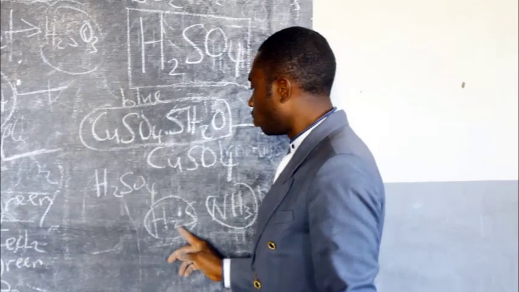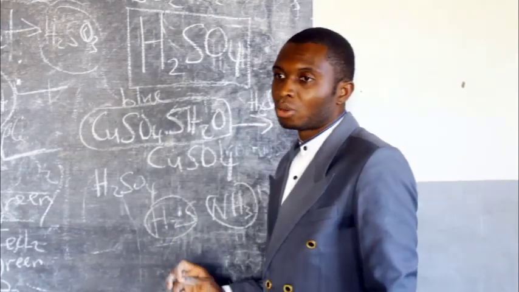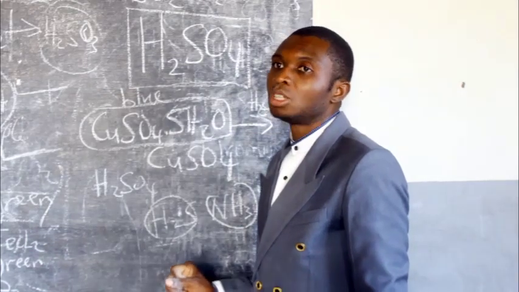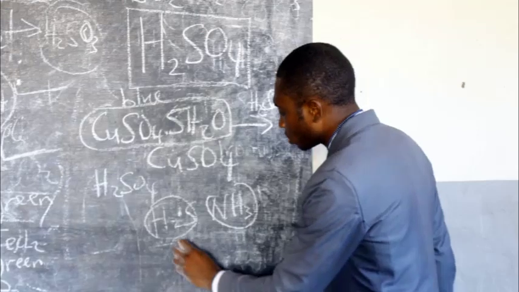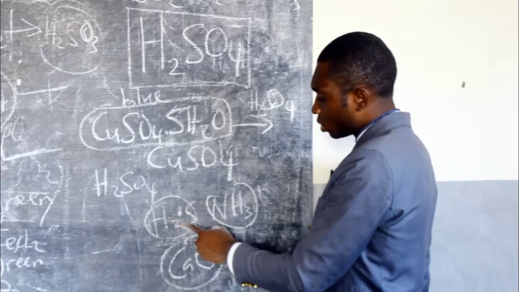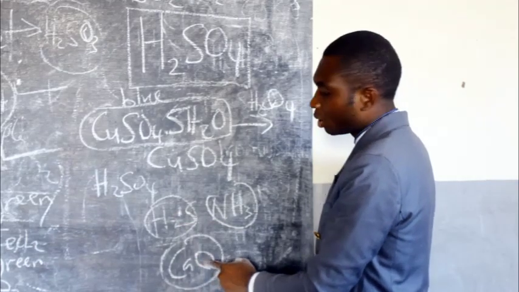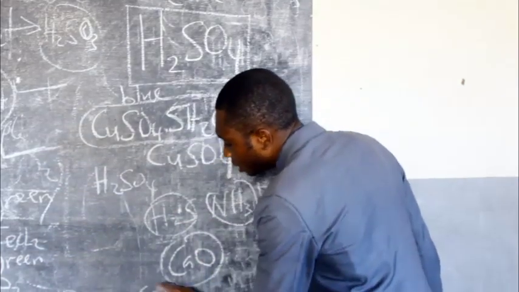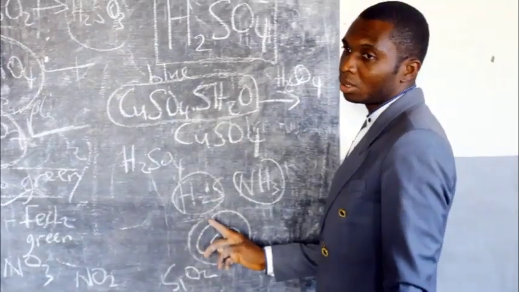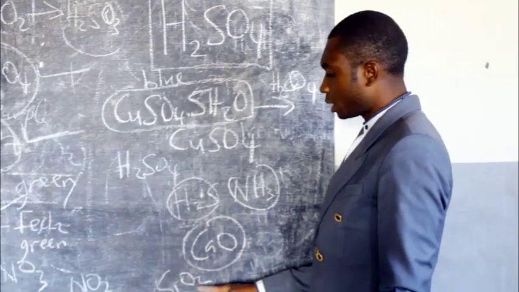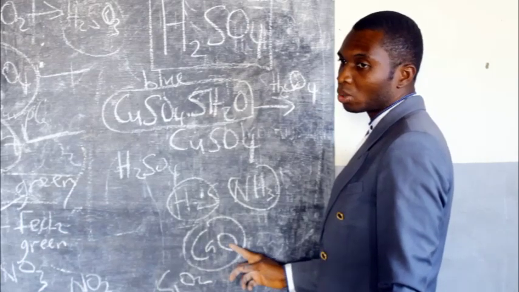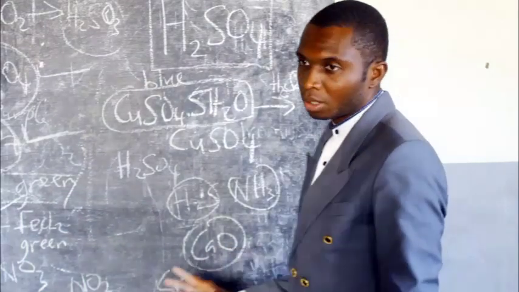What is the suitable drying agent for drying ammonia? Calcium oxide. You can't use H2SO4 to dry ammonia or hydrogen sulfide; you use calcium oxide. Silica gel is also used to dry all gases. But the one that is specifically the best for drying ammonia is calcium oxide.